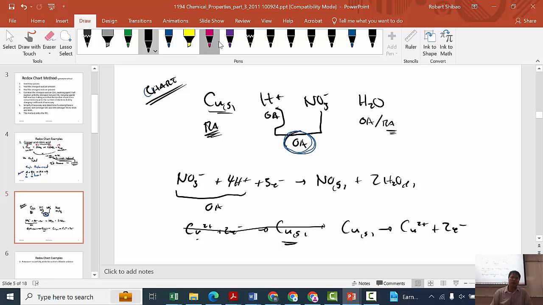The next step is I cross multiply. So I have 3 electrons here, 2 electrons here. So I'm going to multiply the first equation by 2. So double everything. And then I'm going to multiply the second equation by 3. So triple everything here. And we do that so that the electrons cancel. I have 6 electrons here, and I have 6 electrons here, and we need them to cancel.